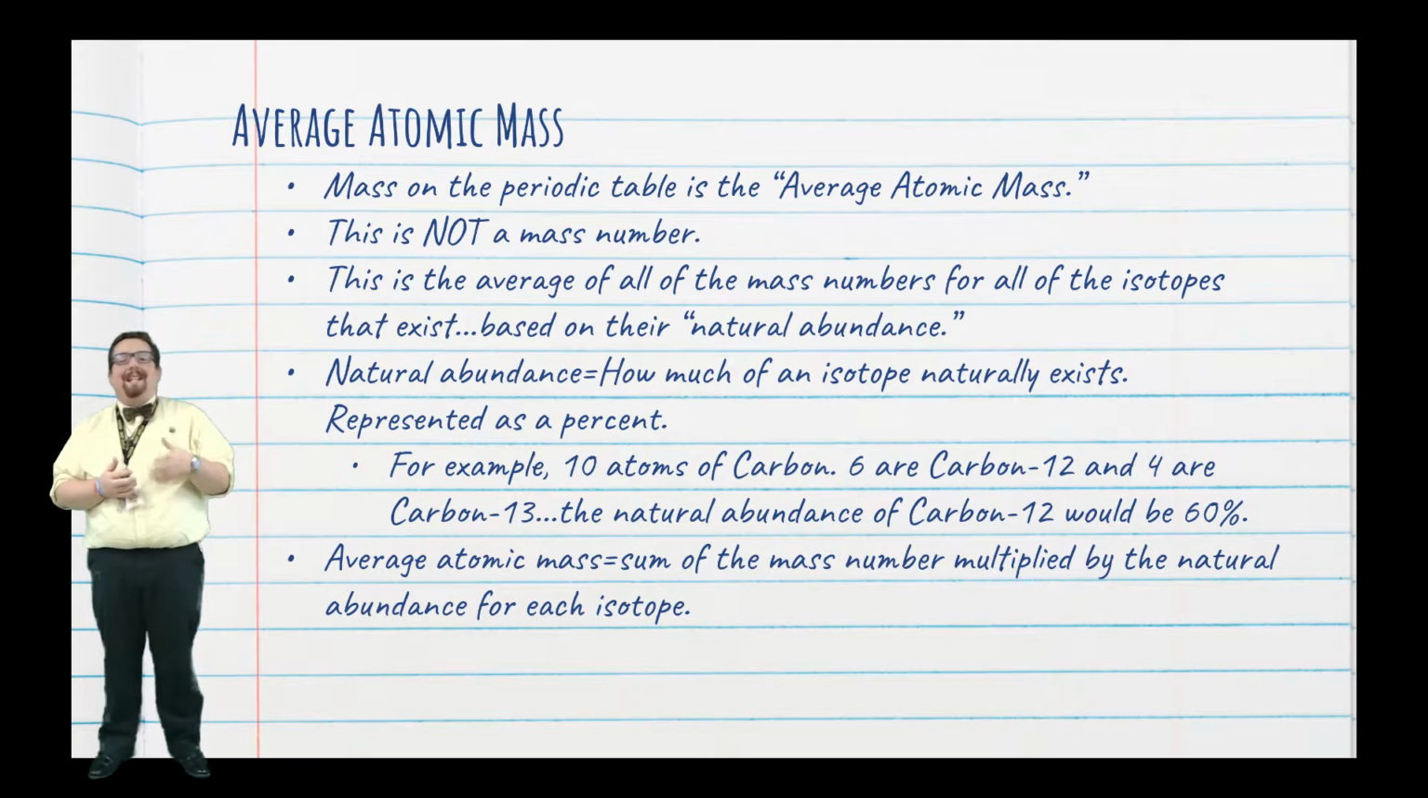In other words, if I had 10 carbon atoms and 6 of them were carbon-12s, 4 of them were carbon-13s, you'd say the natural abundance of carbon-12 is 60%. The average atomic mass is found by multiplying each of the isotopes' mass numbers by their natural abundances and then adding it all up. All right, let's do a real quick example of how to find the average atomic mass.